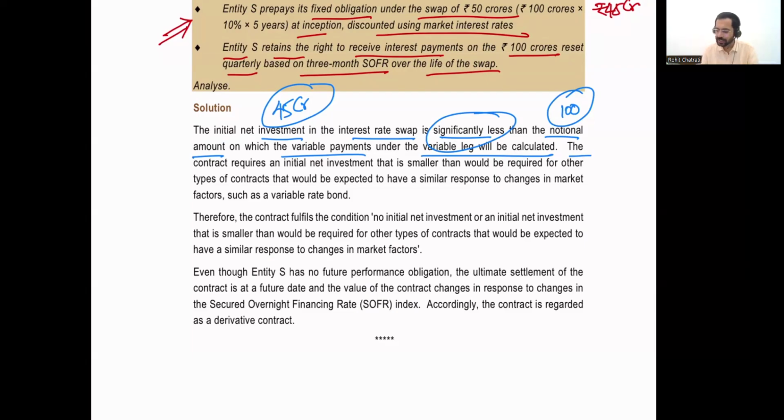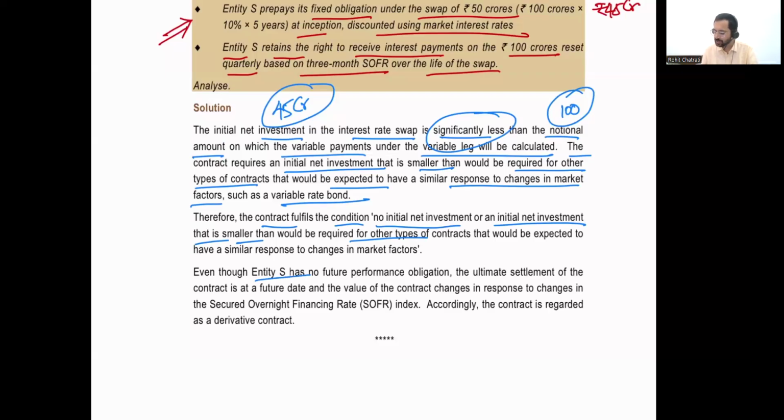The contract requires an initial net investment that is smaller than what would be required for other types of contracts that would be expected to have a similar response to changes in market factors, such as a variable rate bond. All right, the investment in the variable rate bond would have been 100 crores, whereas you are investing only 45 crores. Therefore, the contract fulfills the condition of an initial net investment that is smaller than what would be required for other types of contracts.